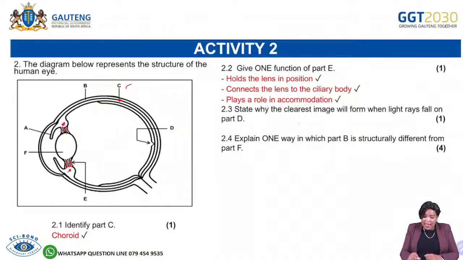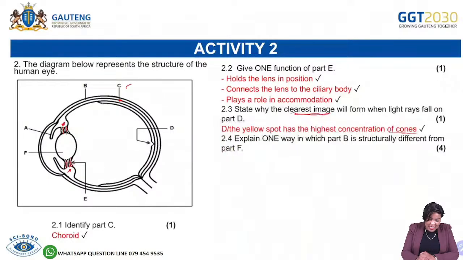Now, state why the clearest image will form when the light rays fall on part D. You've already labeled part D. So your part D is your retina. So why would a clear image form when light rays fall on this part? Right. Part D is the yellow spot. It has the highest concentration of the cones. So remember, this inner layer, all of this inner layer is your retina. And on the retina, you find your yellow spot concentrated with what?